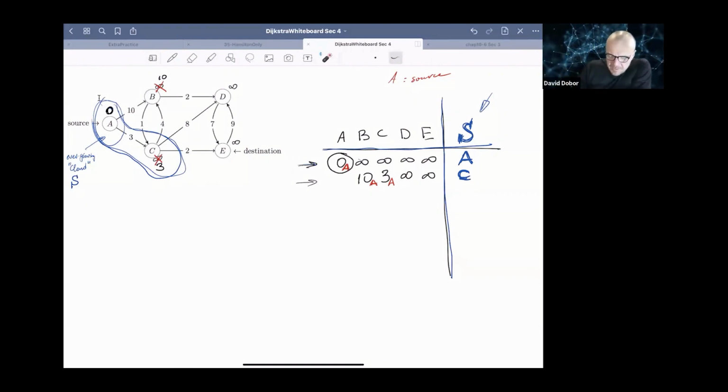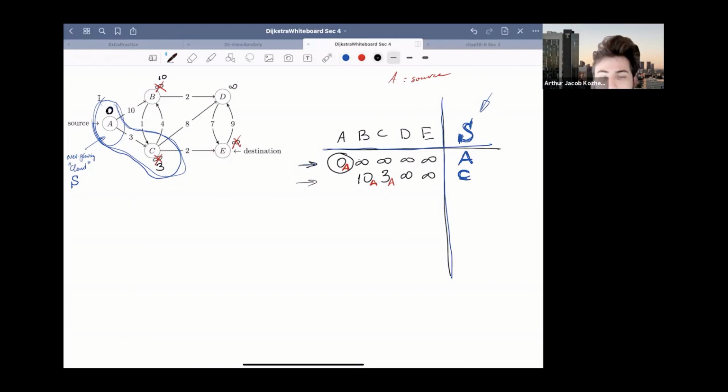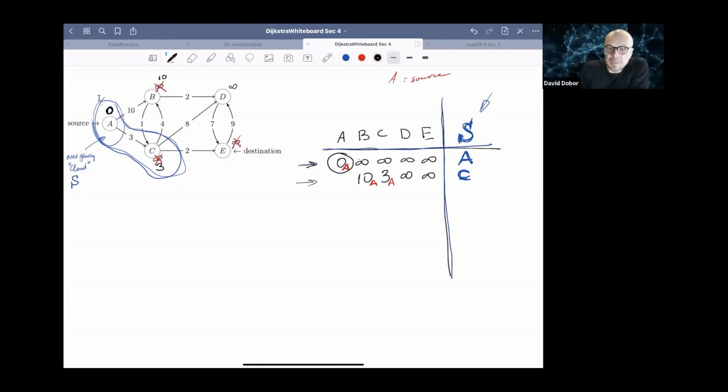Okay, great, you say. What's the cost of getting to E? Well, it was infinity. And what's the cost now? 5. It's 5, 3 plus 2, exactly 5. And I got to E now at the cost of 5 from C.